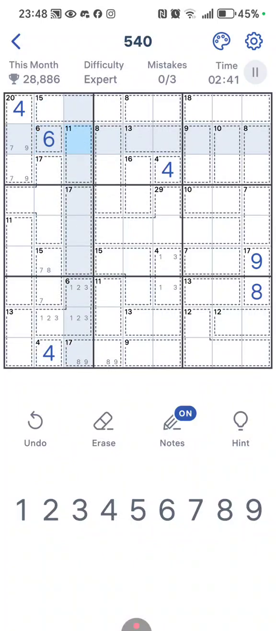So this has to be 3 and 8, which helps us further down the puzzle, because that means that this has to be 3. We've got 7 and 8 here as well, which means that this is a 9. This is an 8.